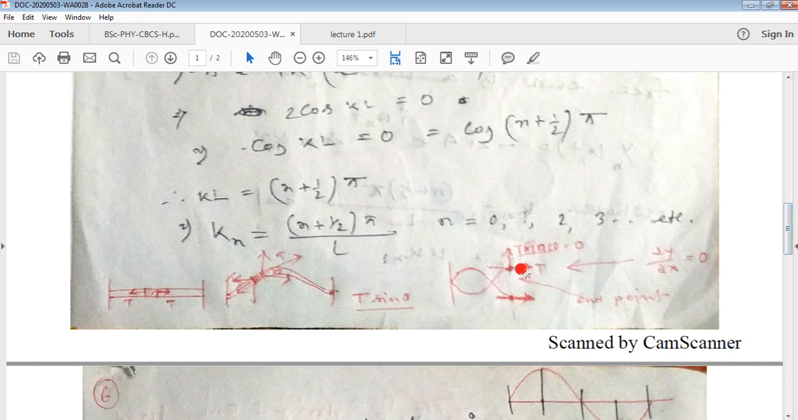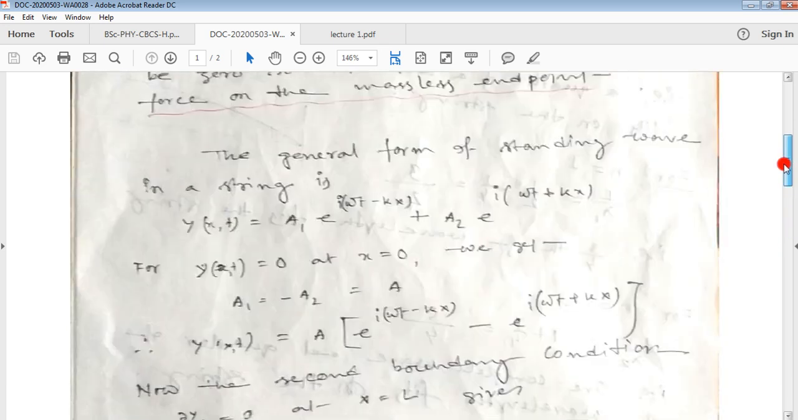And at this point what we see is that the slope of the curve is 0 at the extremum. So del y del x equal to 0. In this way we obtain the general boundary condition del y del x equal to 0.